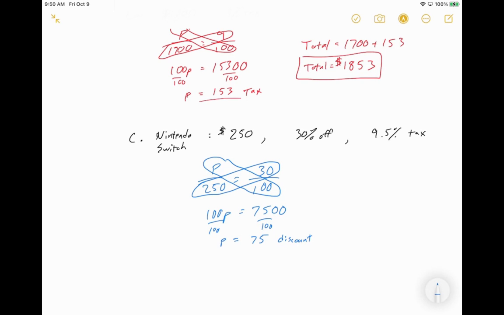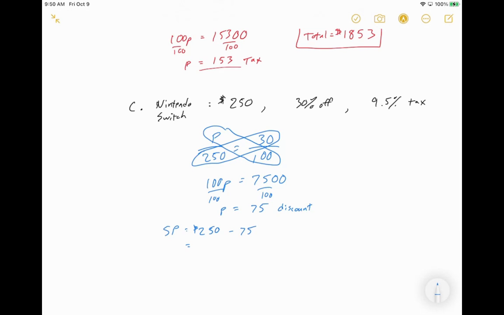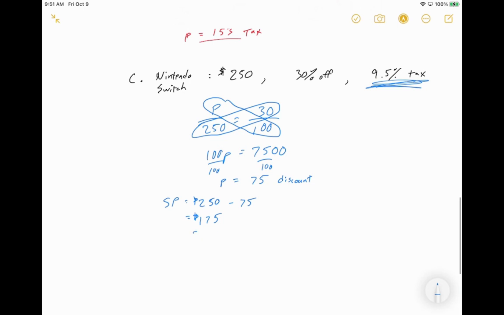So far, so good? Not quite there, Allison. All right, so to find our sales price, we have to do $250, our original price, minus the discount, which is 75, and that gives us our new price, right, of $175. Okay. All right, so there's our new price. So now we have to use our new tax, or our tax that we haven't used yet, with our new price. Okay.